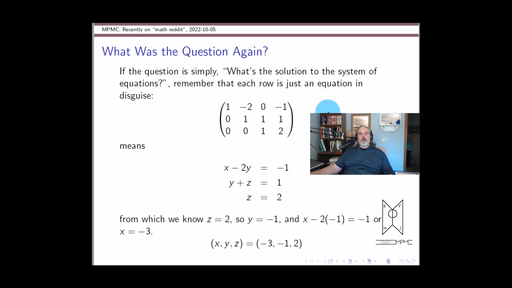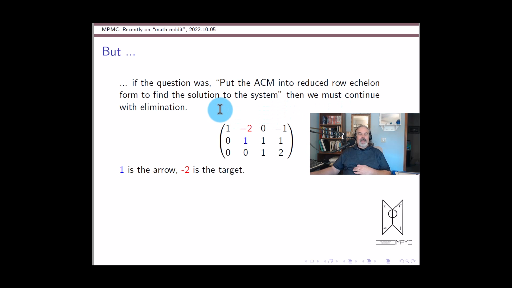If the question was put this matrix in reduced row echelon form so that we can see the solution explicitly in the coefficient matrix, then we have more work to do. So let's keep going. And I don't know what the original phrasing of the question was, but let's just say it was get reduced row echelon form. That's the one where we have 1s down this main left-hand diagonal and 0s everywhere else. And then whatever's in the right-hand column is whatever it is, and that helps us learn the solutions. So let's keep going with the elimination.